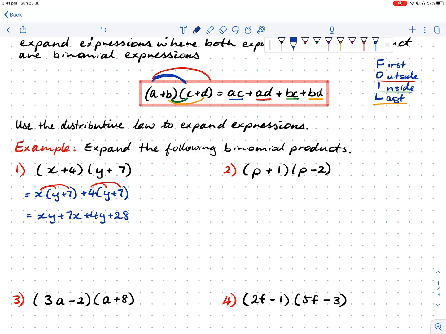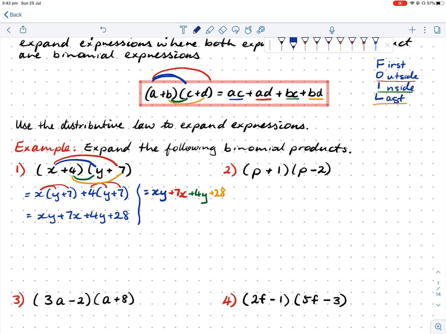If you choose to use the FOIL method, here we go, FOIL. So we're going to take the first numbers, we're going to multiply those together, so that's xy. Then we're going to do the outside. X times 7 is 7x. Then we're doing the inside. 4 times y is 4y. And then your last terms is 4 times 7, which is 28. So you can see, you can sort of get straight to the answer rather than having to write out an extra step.